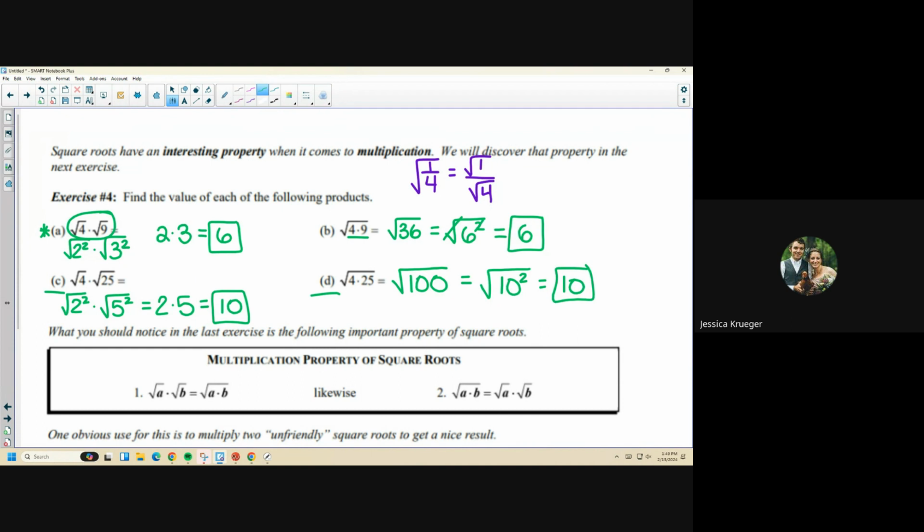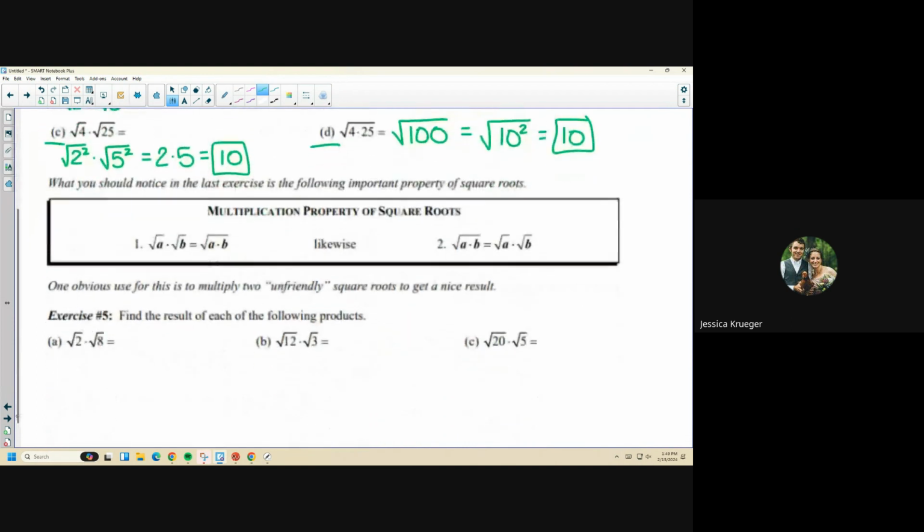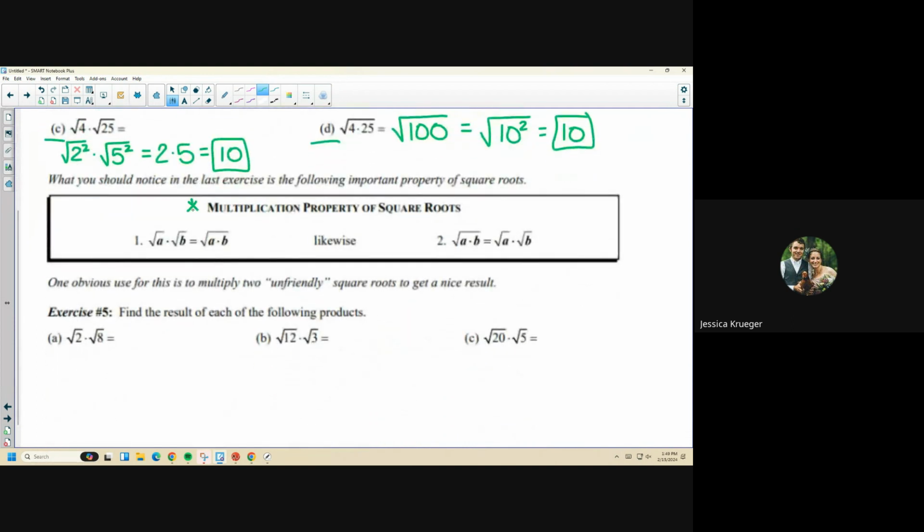They are equivalent. So that's what this property right here states, the multiplication property of square roots. If you have a product under your square root, you can break that product apart. Or if you have 2 square roots of a product, you can put those square roots together.